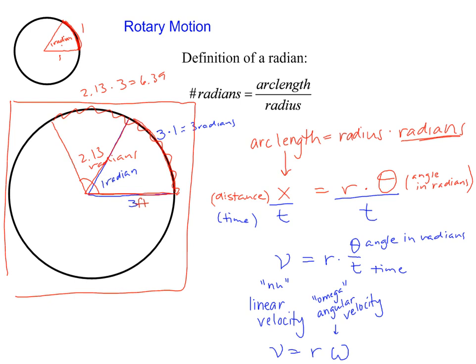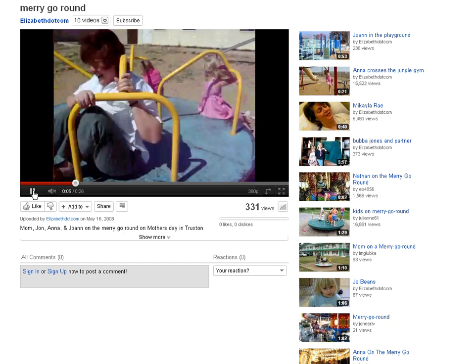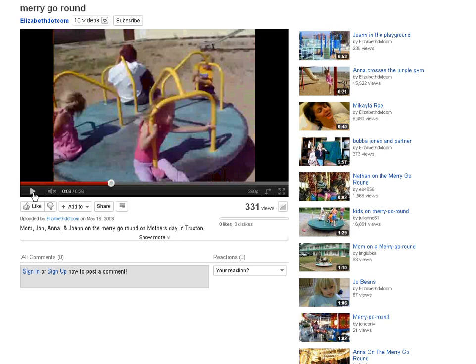So just to give you a qualitative understanding of the difference between linear velocity and angular velocity, think about somebody on a merry-go-round. I'm going to do something a little crazy to help you understand this. We're going to look at this video of these random kids on a merry-go-round. Whoa, there they go. Does everybody remember this kind of merry-go-round from your childhood? We're going to pause it and talk about it.